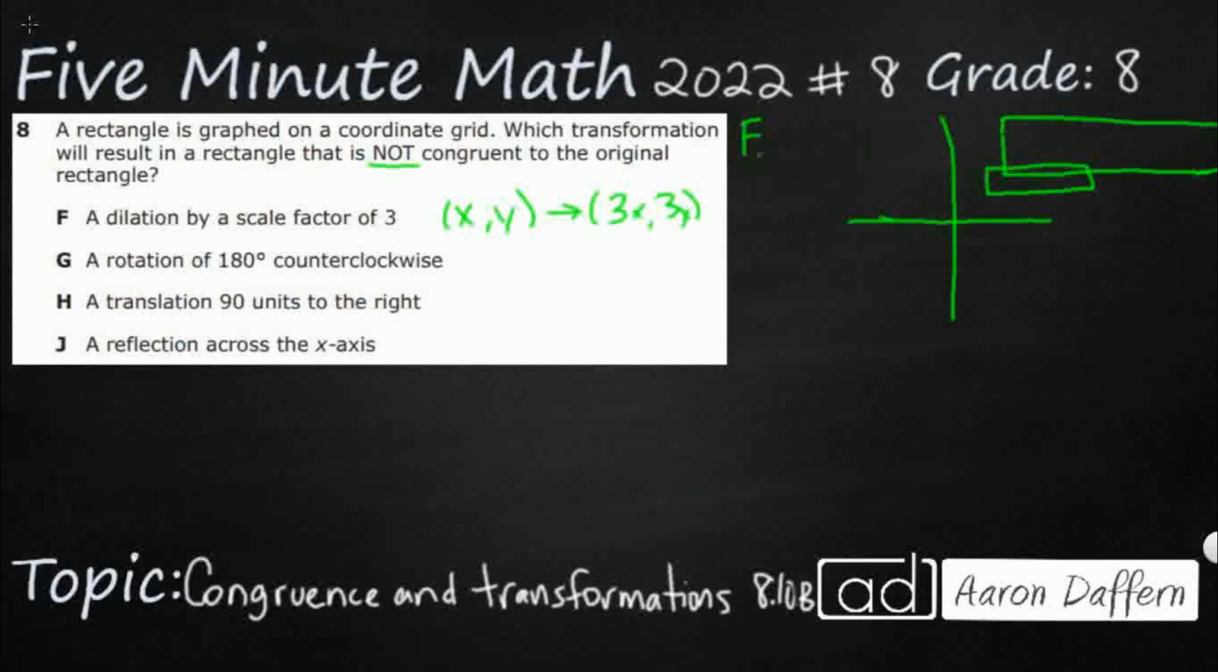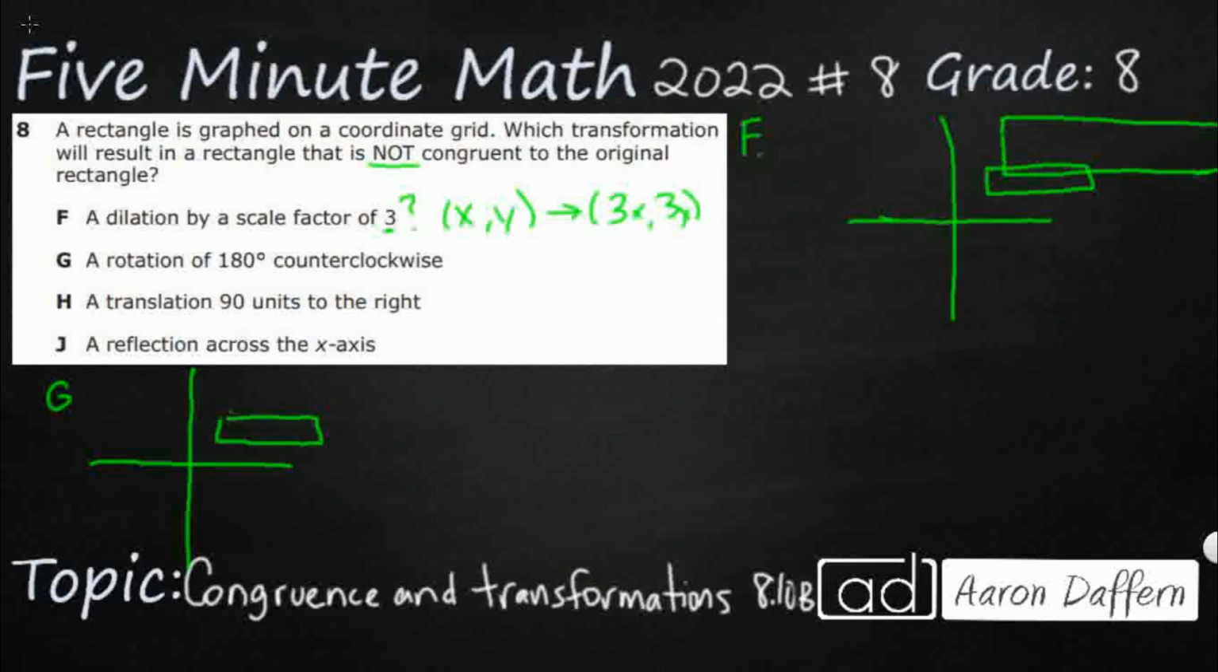And that is definitely not congruent because I'm making it 3 times as big here. Scale factor 3. So I'm thinking this could be my answer because that's definitely not congruent. But let's check G here. All right, so see if I can draw that same rectangle here. All right, so I'm going to do a rotation of 180 degrees counterclockwise.